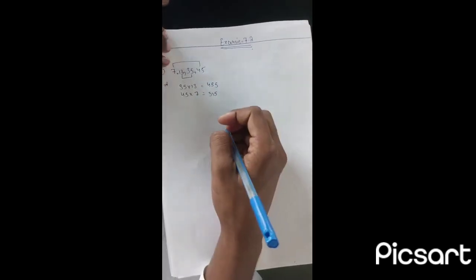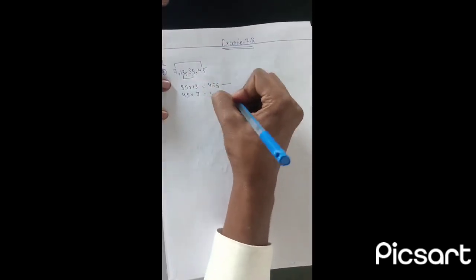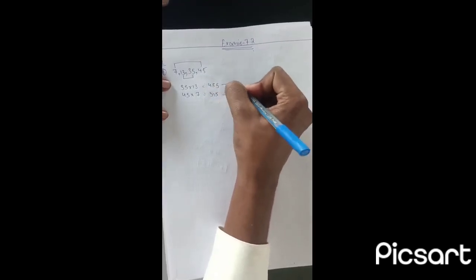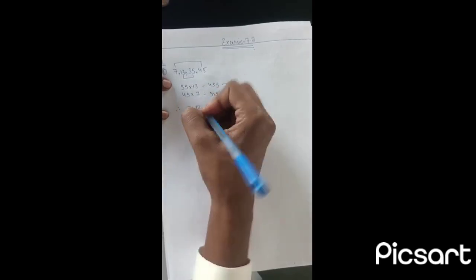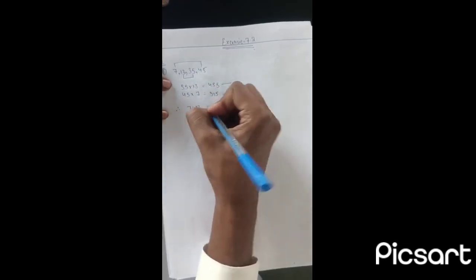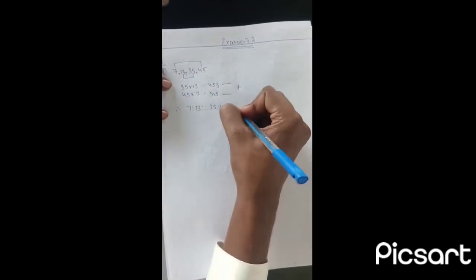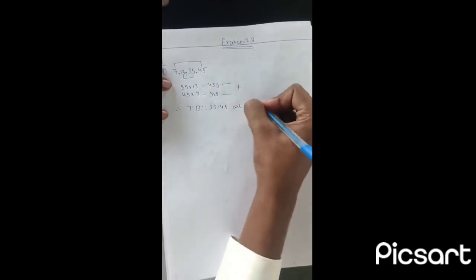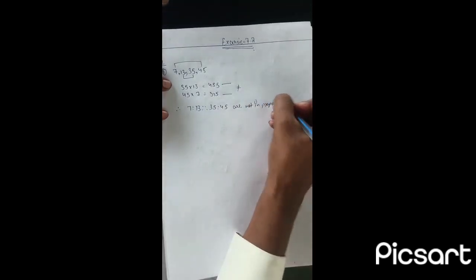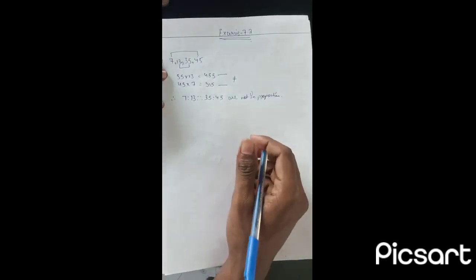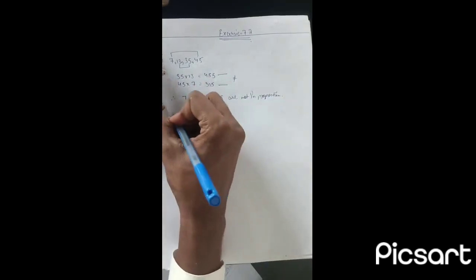So obviously what we can see here is that the value of the mean and the value of the extreme are not equal, hence 7, 13, 35 and 45 are not in proportion. This you will be writing. Okay, this is solved. Now the second question.